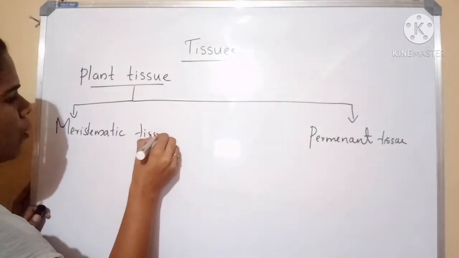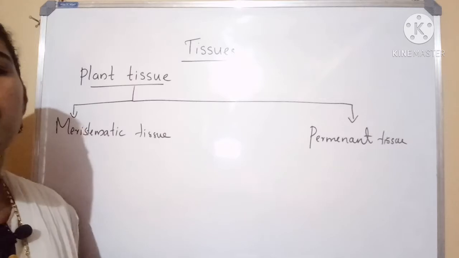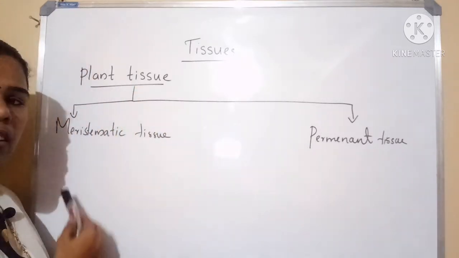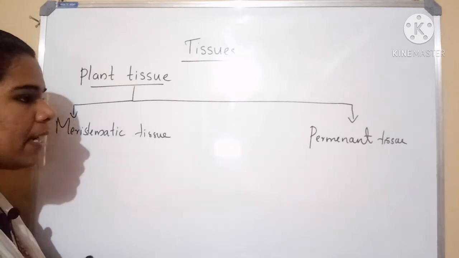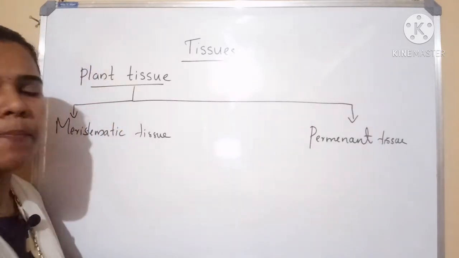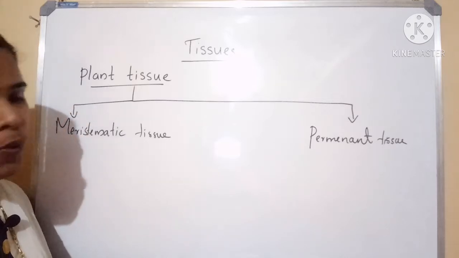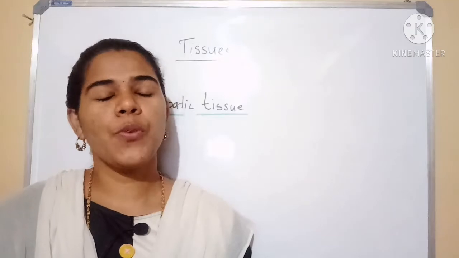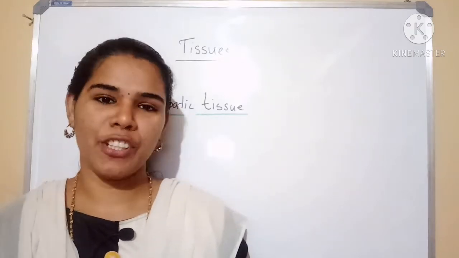Okay, these are the two types of plant tissue. Plant tissues are classified into two main types. The first one is meristematic tissue and the second one is permanent tissue. So first we learn about meristematic tissue.